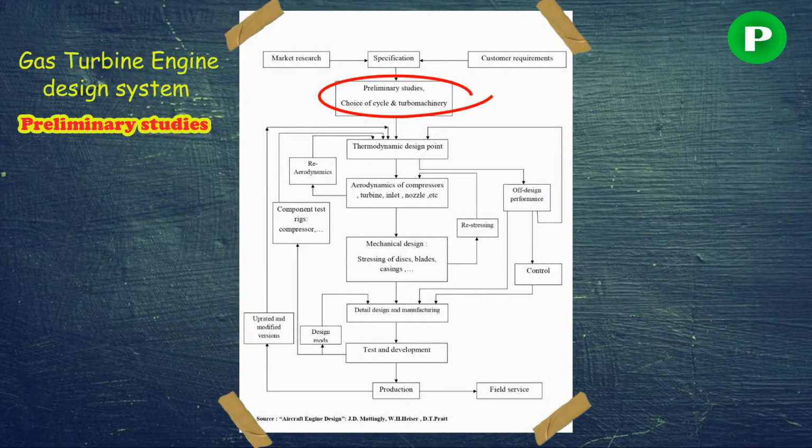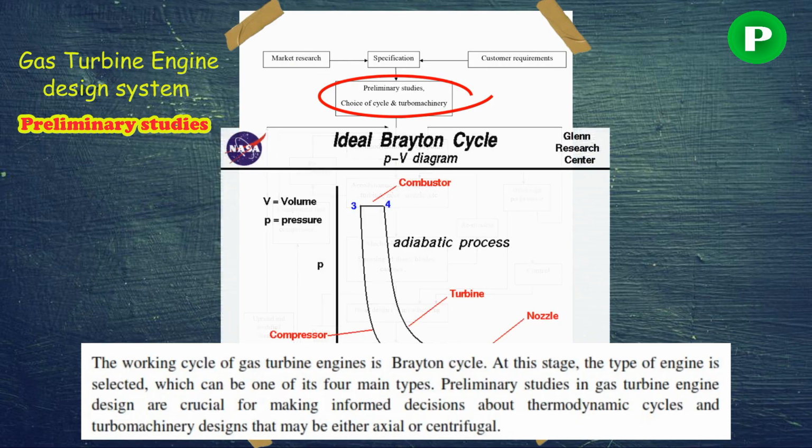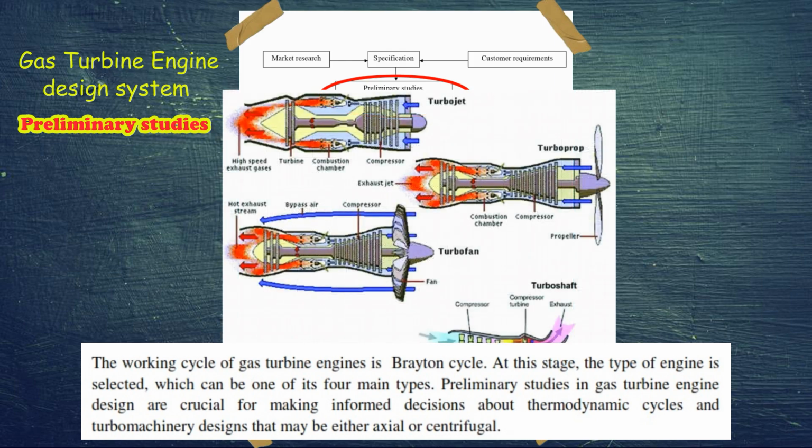Preliminary studies show the cycle and type of turbomachinery layout. The working cycle of gas turbine engines is the Brayton cycle. At this stage, the type of engine is selected, which can be one of its four main types.